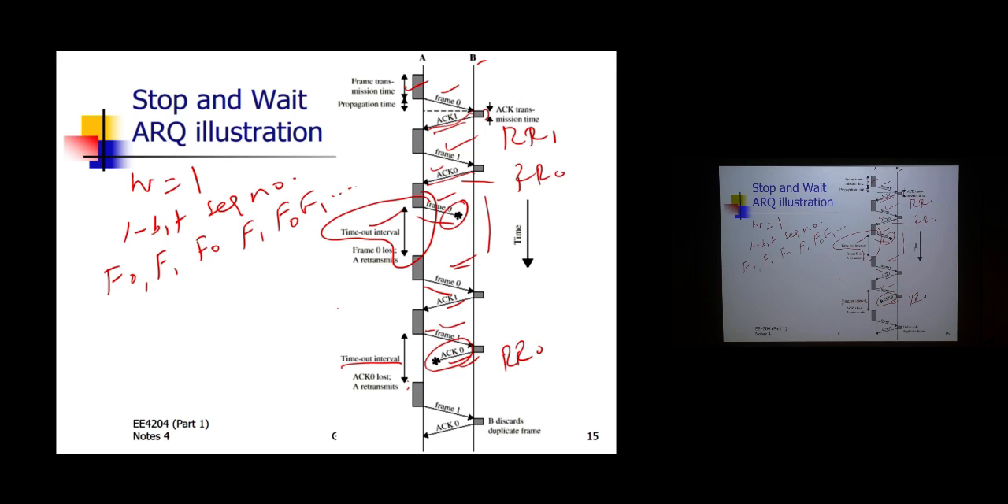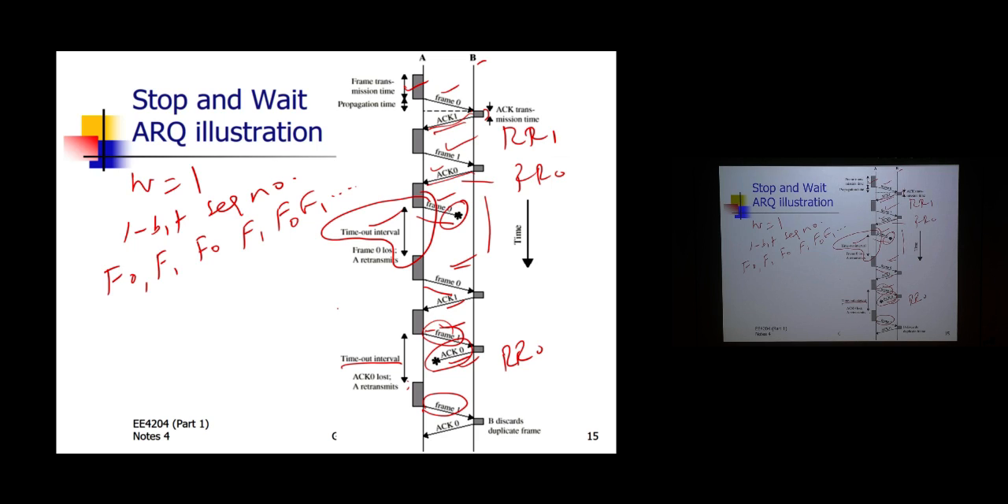It can happen due to 2 reasons. Reason 1, frame 1 was lost. Reason 2, the acknowledgement was lost. But it doesn't want to take a chance. What it does is simply retransmit frame 1. So the same frame 1 is retransmitted.